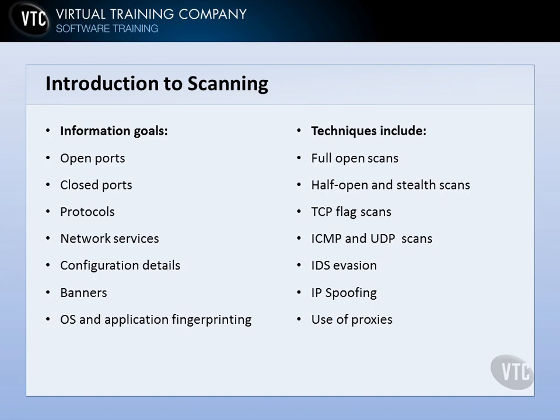Some of the techniques we'll cover over the next several segments include full open scans, which are a little bit noisy and we don't care if we get caught, but also we'll talk about half open and stealth scans, which are usually used to avoid detection. We'll talk about TCP flag scans, ICMP and UDP scans, and we'll cover a little bit about evading IDSs, spoofing your IPs, and the use of proxies. We'll talk about all these things over the next several segments when we discuss scanning. We'll also give you some demonstrations on two of the popular scanning and vulnerability scanning tools, Nmap and Nessus. So we've got a lot to talk about over the next several sessions.